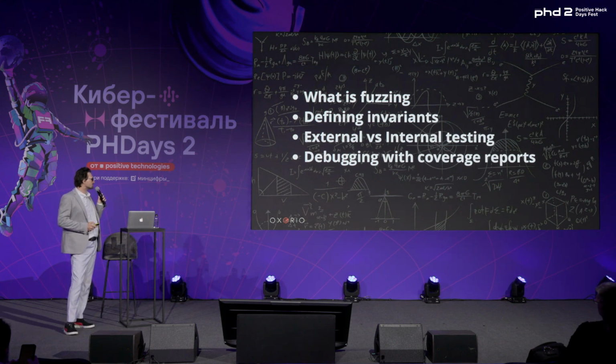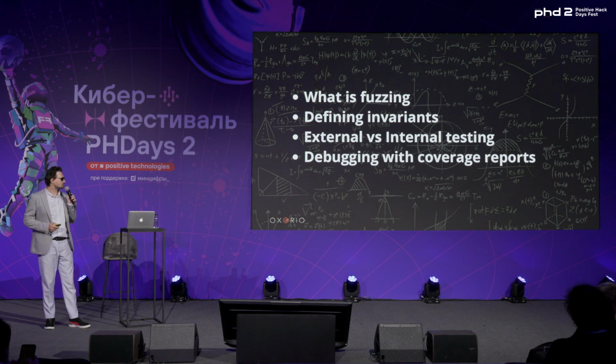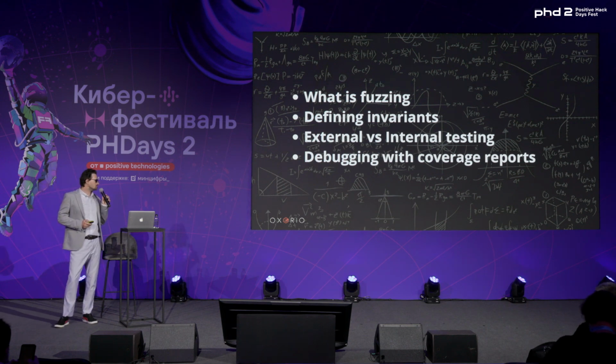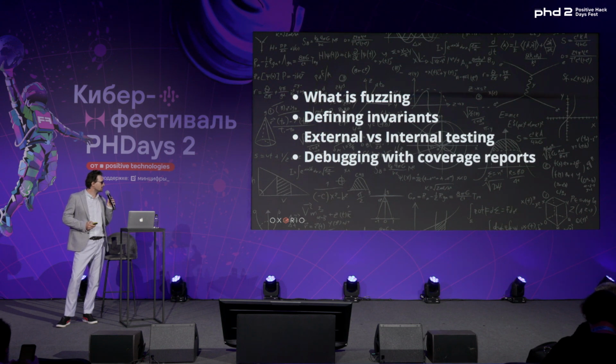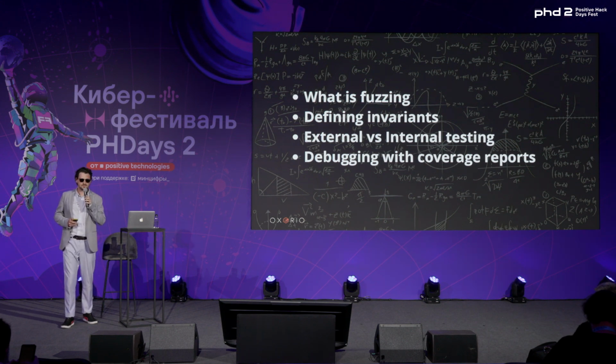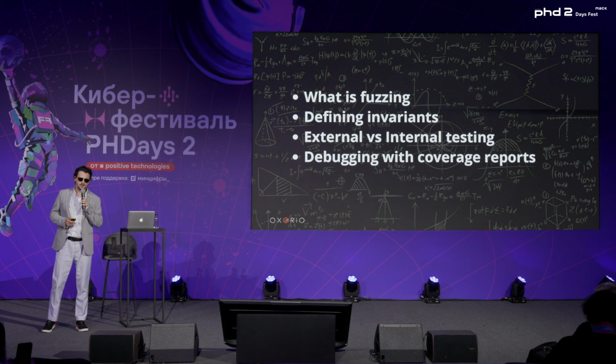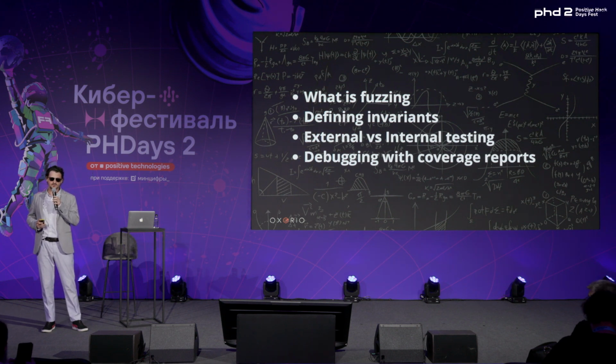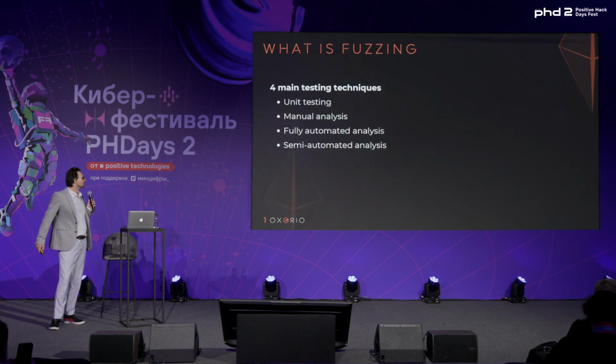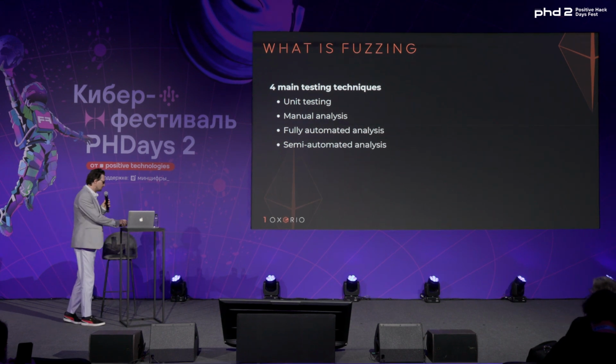In this lecture we'll consider fuzzing. What is fuzzing? We'll define invariants, which are the key elements of fuzzing testing. We'll explain the external and internal testing, the two main phases of fuzzing. And we'll speak about different other aspects which allow us to fuzz big-scale protocols, etc.